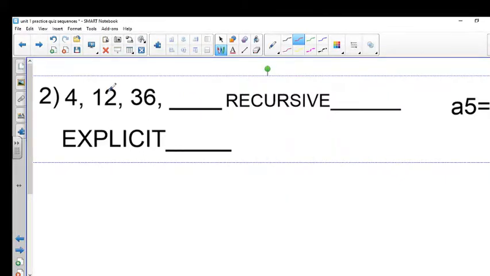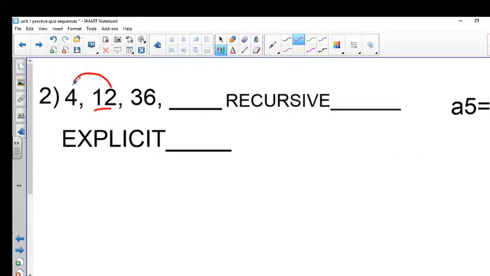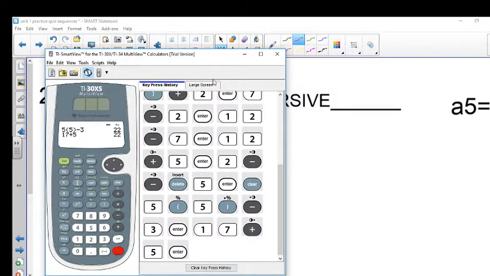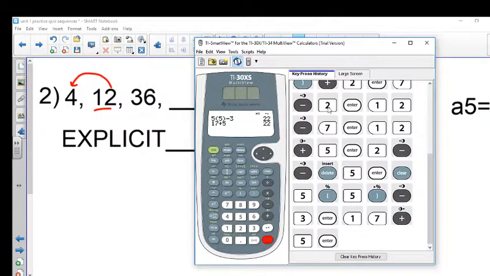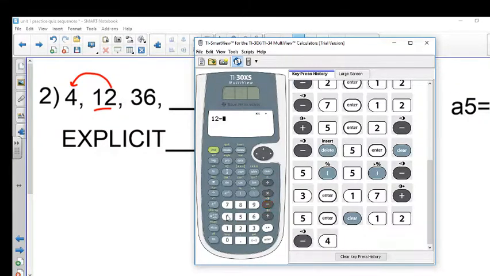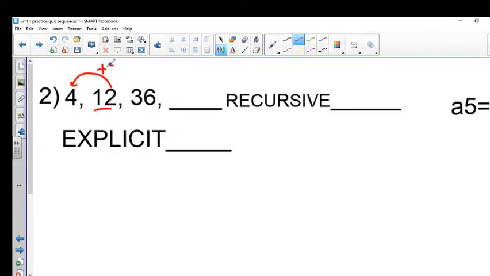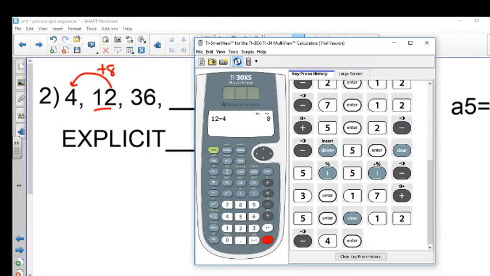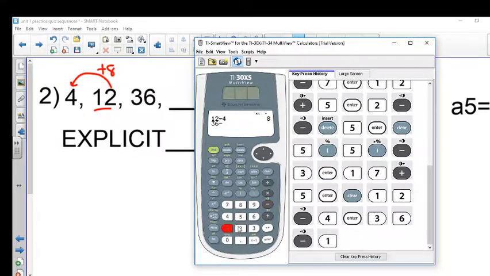Okay? So the first thing we do, we take the second term, subtract it from the first term. Okay? So let's look at it. So let's see. We're going to clear this out. So I'm going to clear. And I'll do 12 minus 4. Okay? So this right here tells me I'm going up by 8. Now, I need to make sure this is what it's doing. So I take the next term, which is the 36 here. So 36 minus 12.